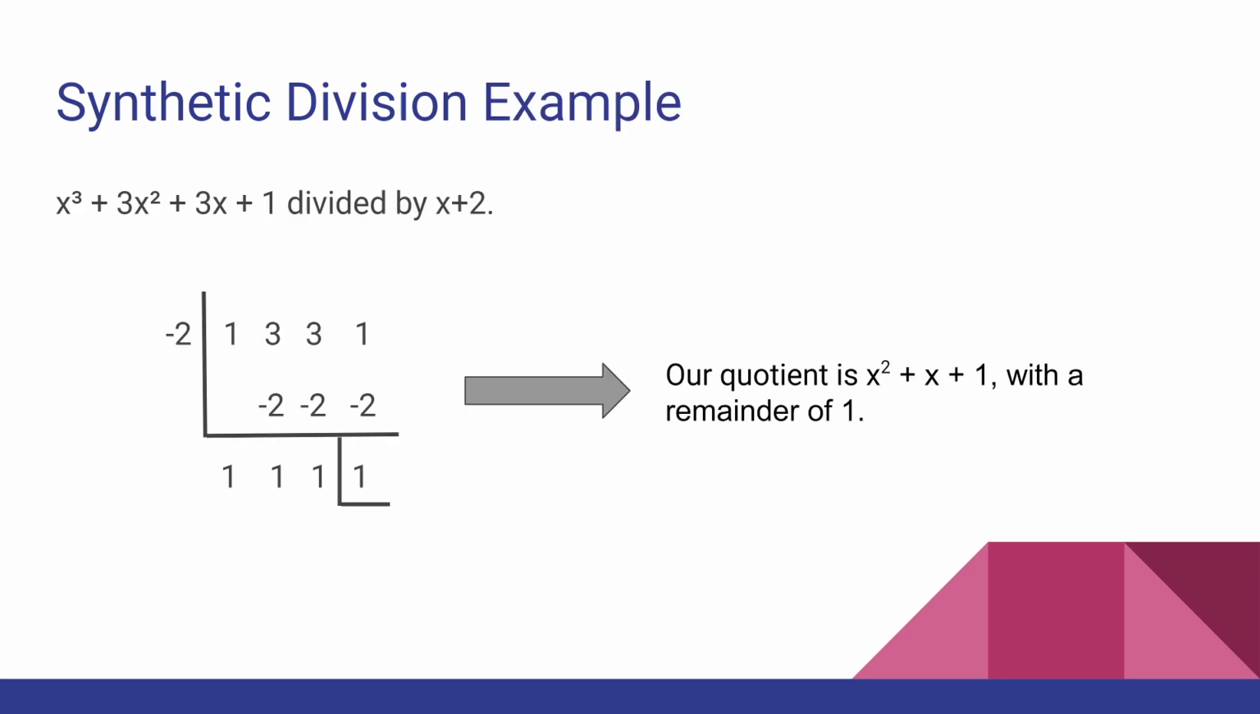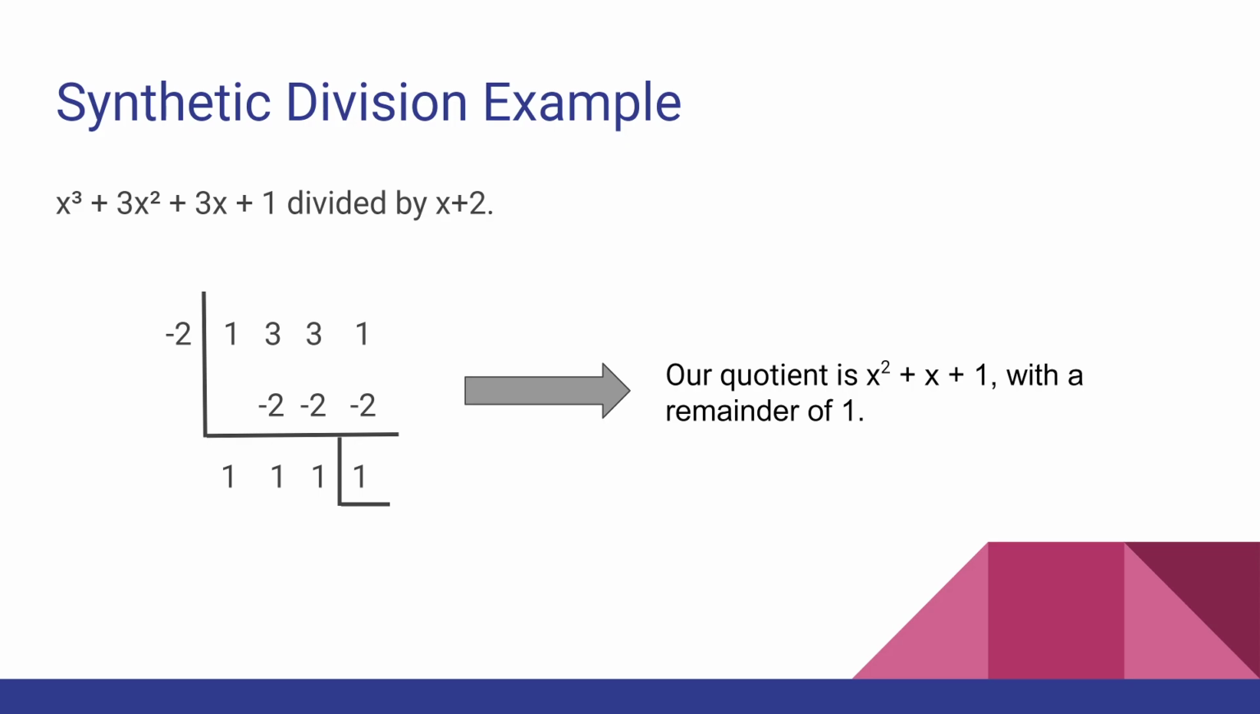So our example is x cubed plus 3x squared plus 3x plus 1 divided by x plus 2. So basically, we see that on the left, we have negative 2, which is the opposite of the constant term of the divisor. And then to the right of the negative 2, we have 1, 3, 3, 1, which are the corresponding coefficients of the polynomial that is being divided.